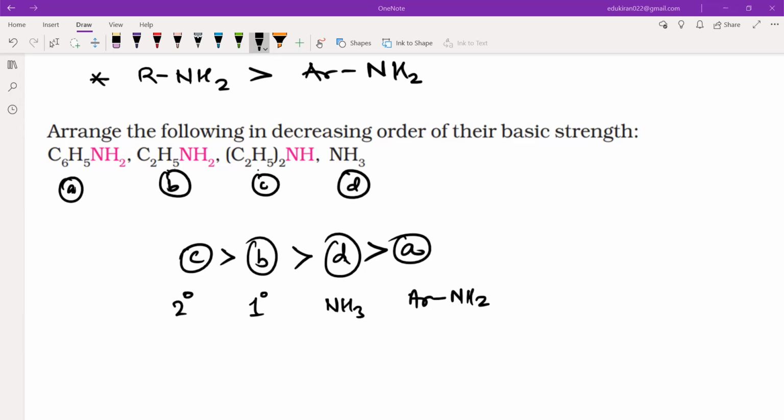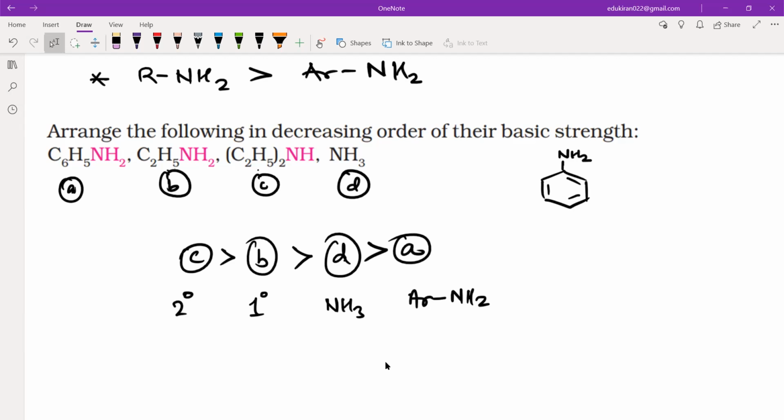Sir, how is D greater than A? Which phase are these in, gas or liquid phase? If they have not told you anything, that means these will be in the aqueous phase only, because we generally don't compare in the gas phase.